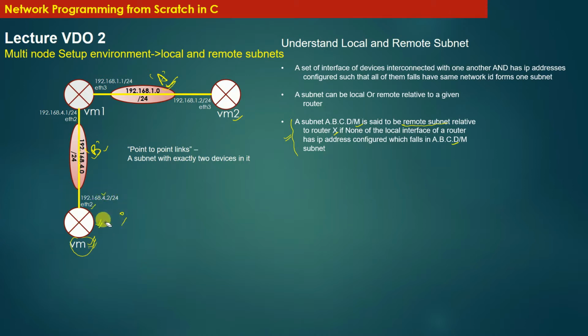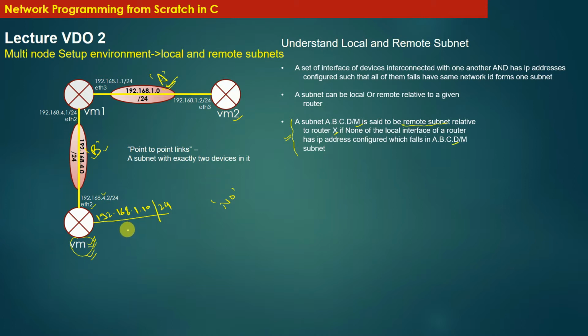Let us consider a scenario. Suppose router VM had another interface and the IP address configured on that interface is 192.168.1.10/24. Now, is subnet A still a remote subnet for router VM? The answer is no. Subnet A is no longer a remote subnet to router VM.